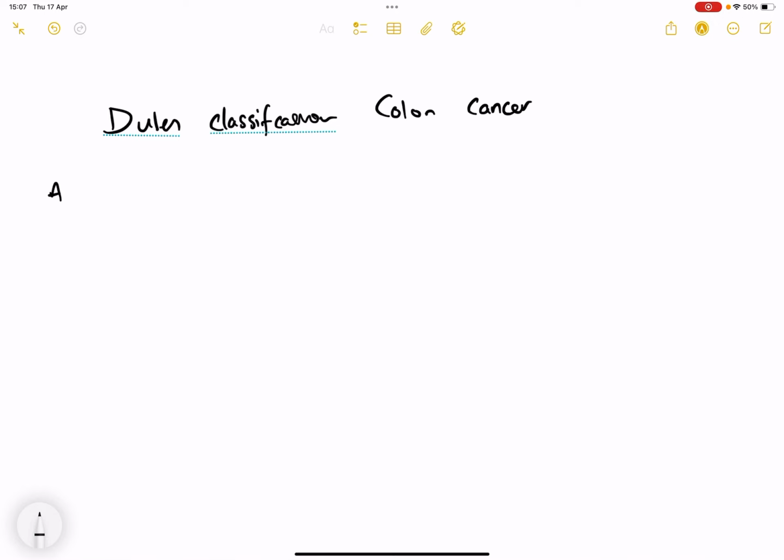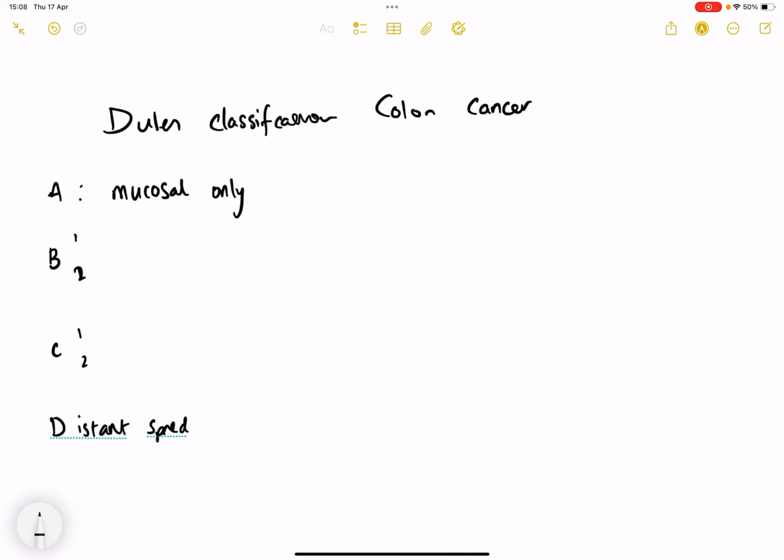So you've got A, B, C, and D, and there's B1 and B2, C1 and C2. So the trick is around B and C. So if you want to remember it, A in particular is the mucosal layer only. D is distant spread. Right? So now here's a trick with B1 and B2.